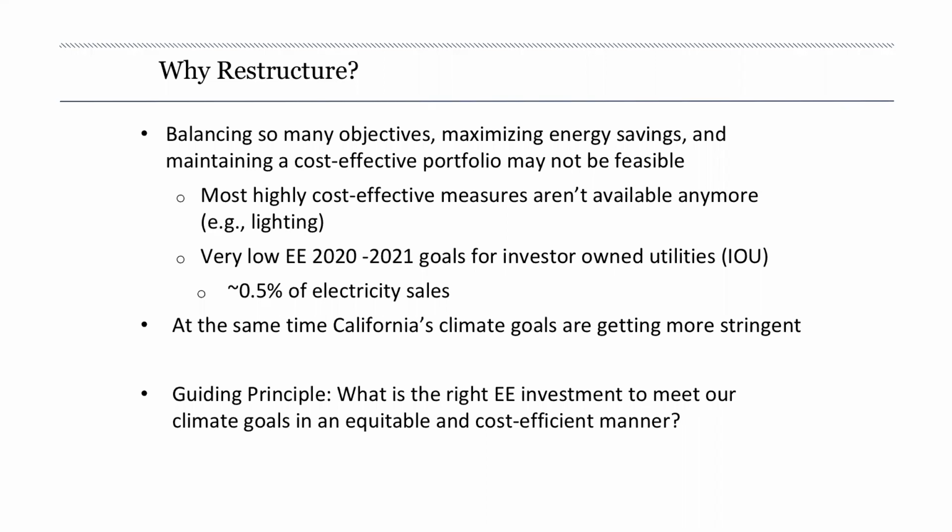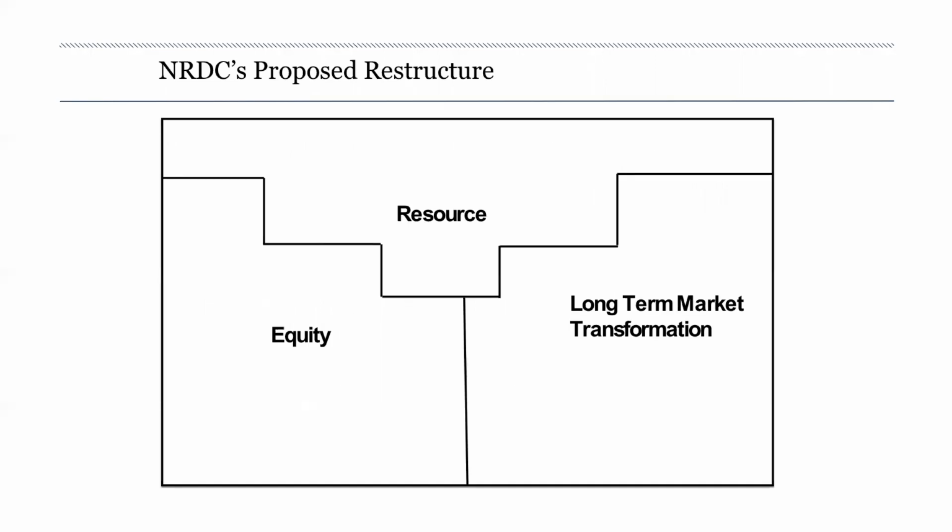our proposal is that the energy efficiency portfolio, which is one big portfolio right now, really should be 3 separate portfolios with their own objectives, their own metrics of success, and their own, say, cost effectiveness tests and so on. So could you move to the next slide, please? And those 3 portfolios would be a resource energy efficiency portfolio, an equity portfolio, and a long-term market transformation portfolio. And the existing EE portfolio sort of mixes and matches all of these into one big bucket.